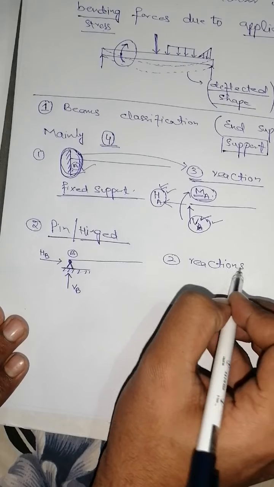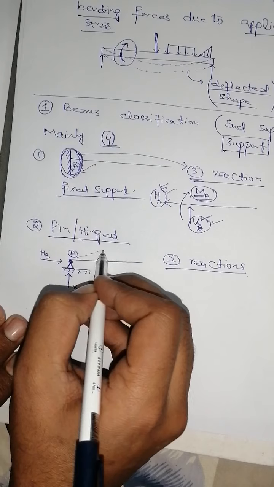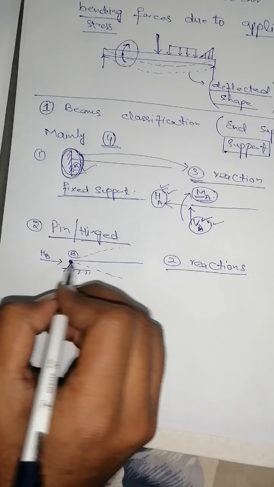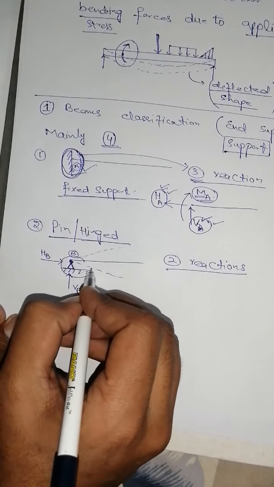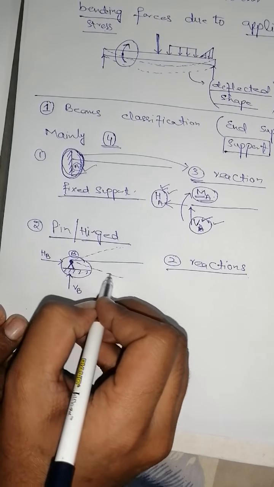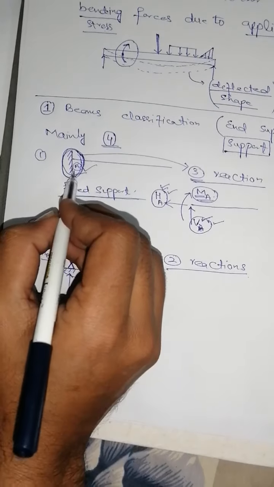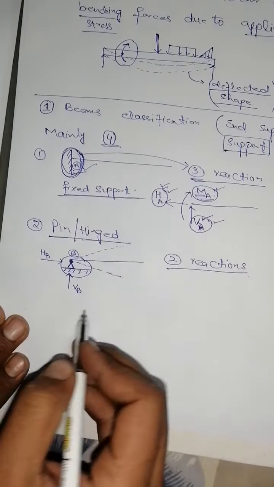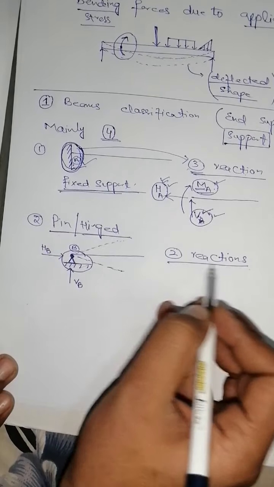Moment is not present in the case of this support, as this is a pin and this member can rotate. It can go this way or this way, so there is no restriction of moment. We can easily say that this support cannot resist applied moments. It has no resistance against the moment, so there is no moment reaction. But fixed support has resistance for moment, so there is a moment reaction. So fixed support has three reactions and pin support has two reactions.